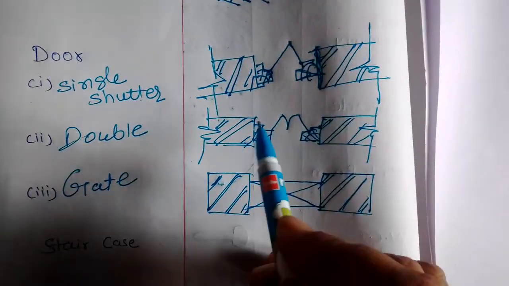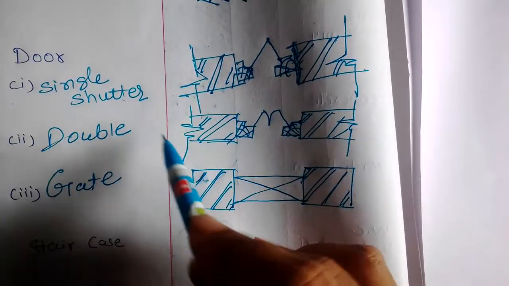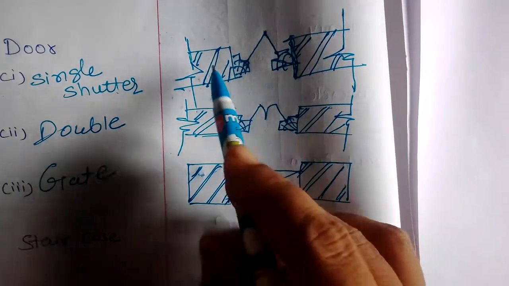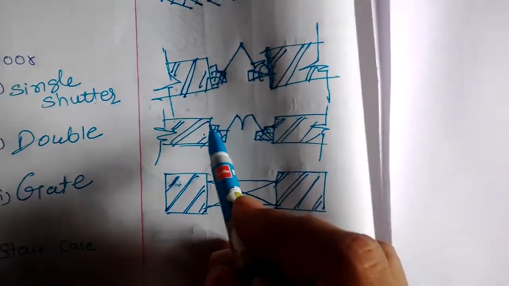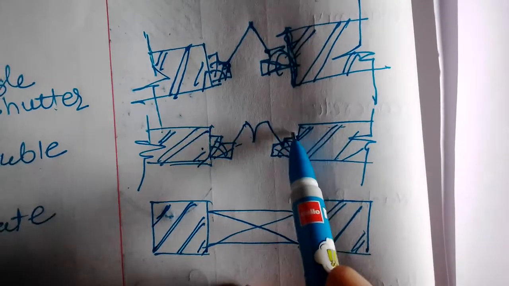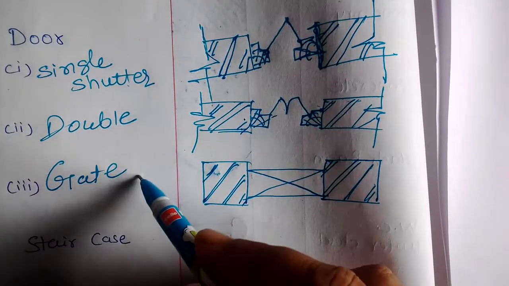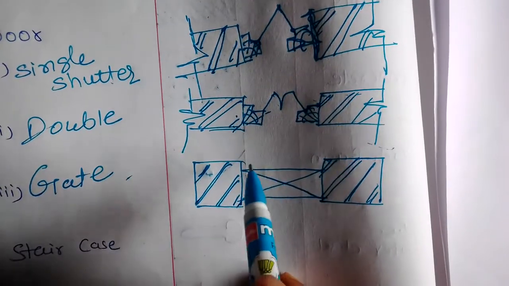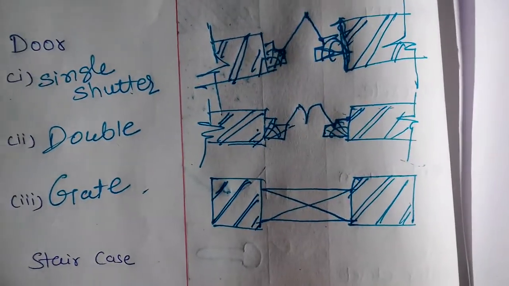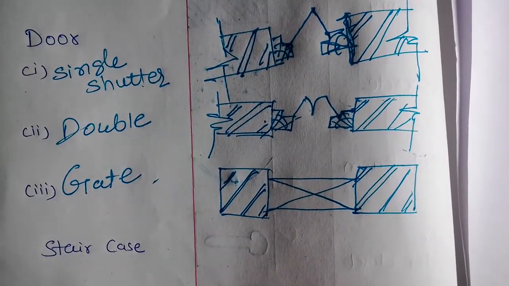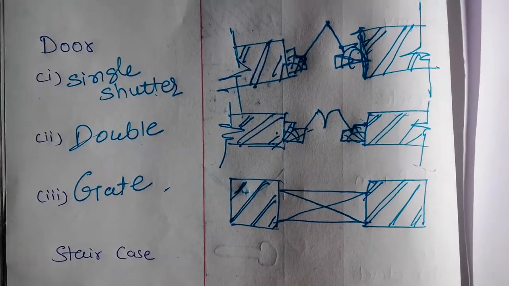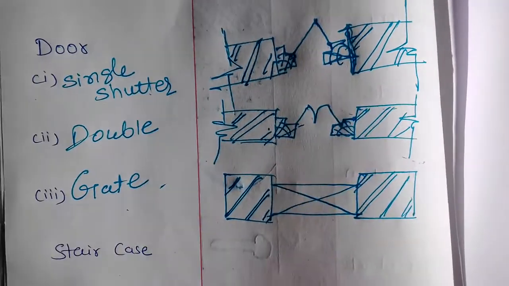Now for the double shutter, you see here, same as single shutter, but we have to draw a double line like this. So it represents a double shutter door. For the gate, we have to do like this. So these are the graphical symbols representing single shutter, double shutter and gate.